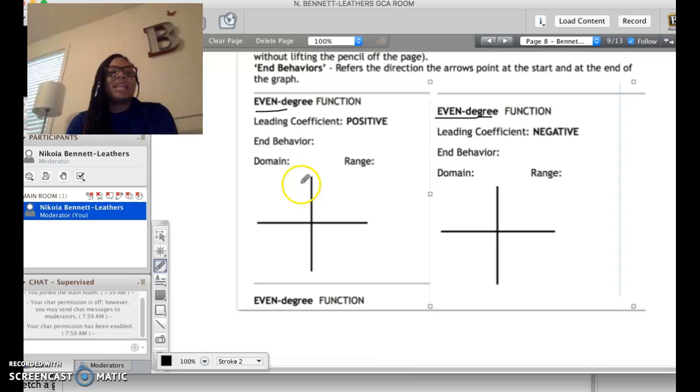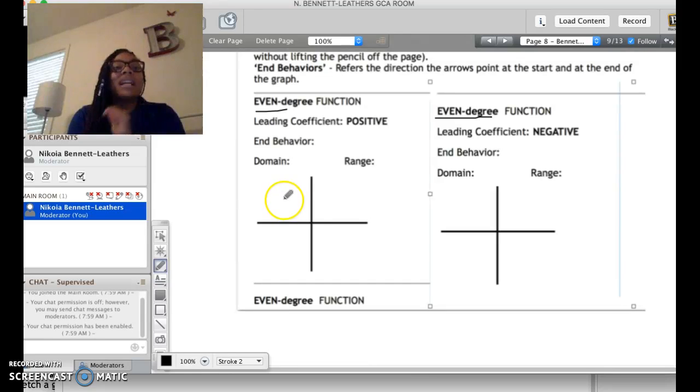And the big thing about the even degree functions we found out is that on the ends of a function, if we graphed it, the ends would go the same way as long as the degree was even. And remember, the degree is the highest exponent of that polynomial. So the term that has the highest exponent is going to be your degree. As long as that number was even, no matter what even number it was, we knew that the ends would be doing the same thing.